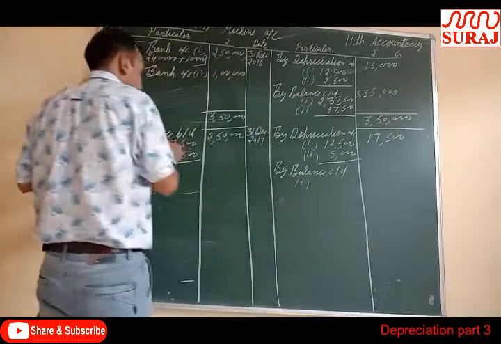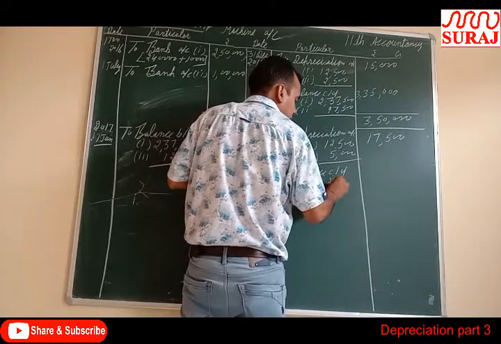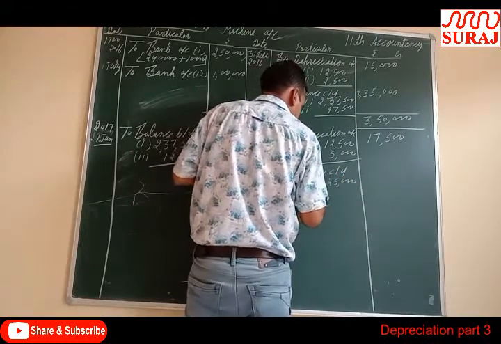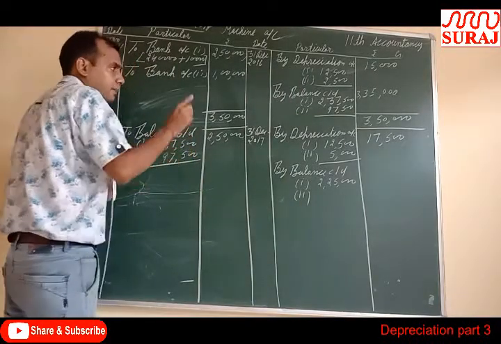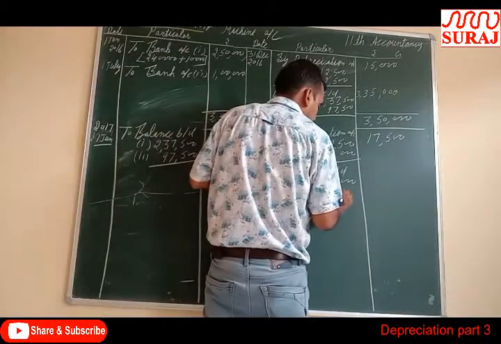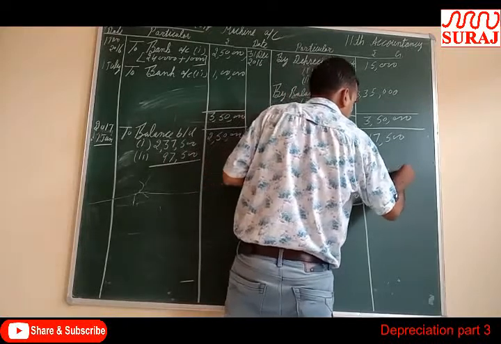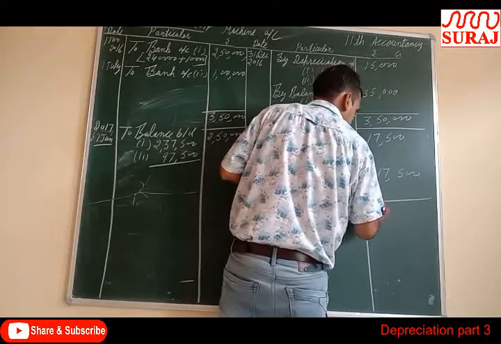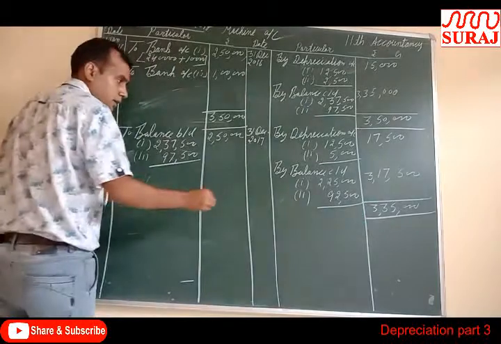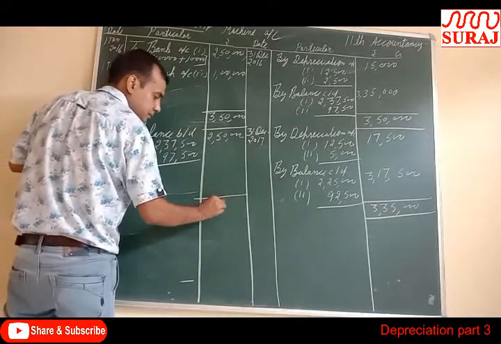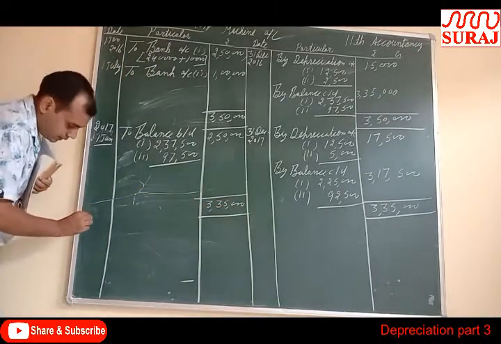First machine opening balance 2,37,500, depreciation 12,500, remaining 2,25,000. Second machine opening balance 97,500, depreciation 5,000, remaining 92,500. Total 3,17,500. Both sides 3,17,500. Now it becomes opening for the next year.